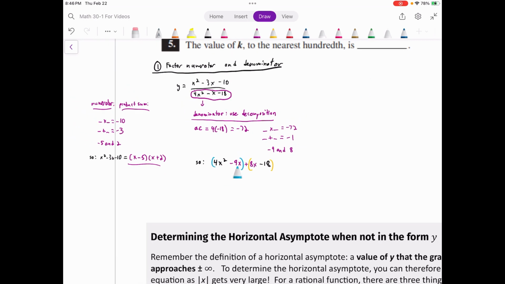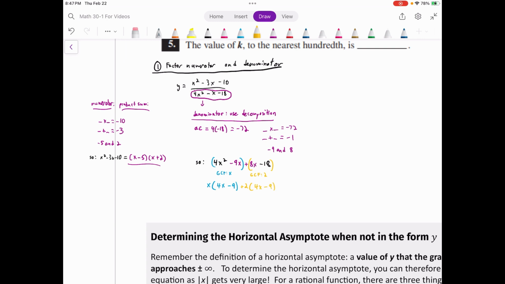What's the biggest thing that both of these are divisible by? I think just x, right? I think our greatest common factor for this is x. So I'll pull an x out as a common factor here. 4x squared divided by x is just 4x. Negative 9x divided by x is just negative 9. And over here, 8x and negative 18, 2 is the greatest common factor, right? That's the biggest thing that both of those are divisible by. So I'll pull out a 2. That leaves me with 8x over 2 is 4x, and negative 18 over 2 is negative 9.